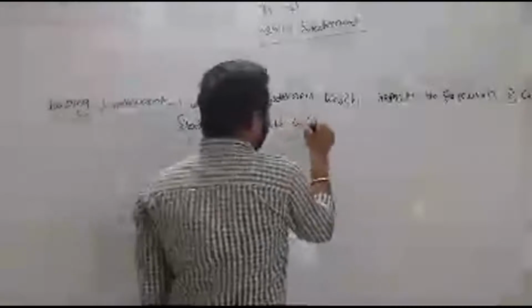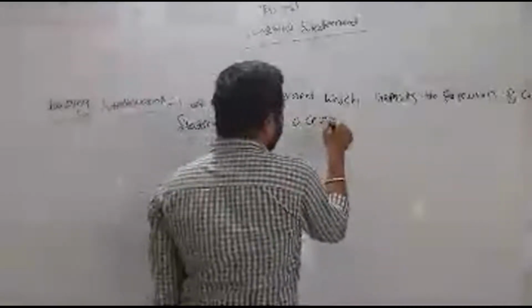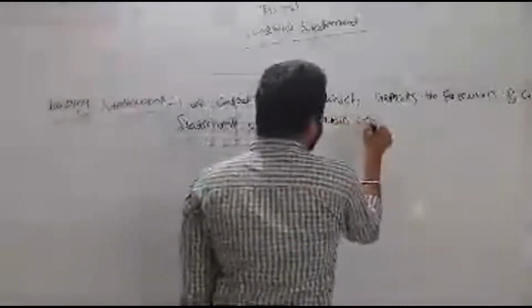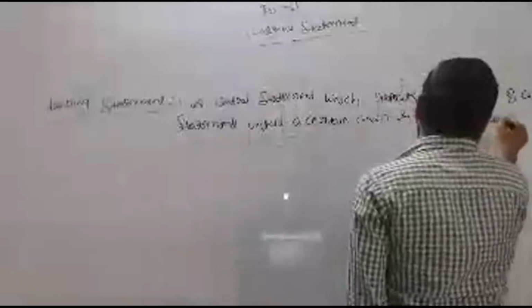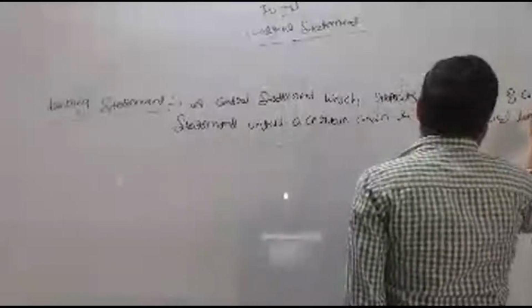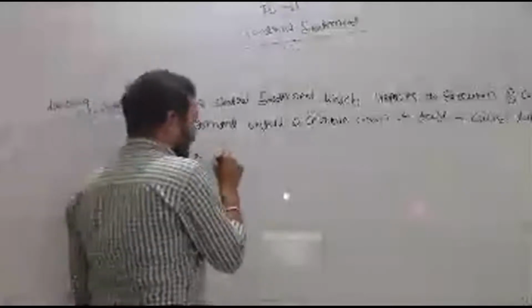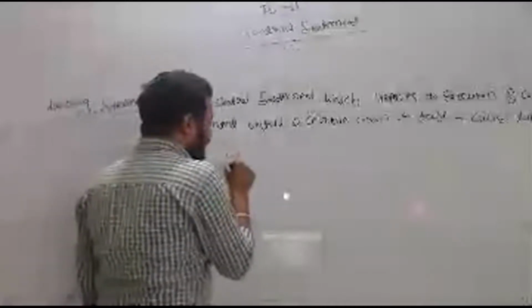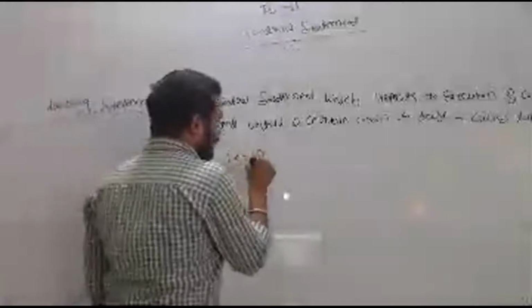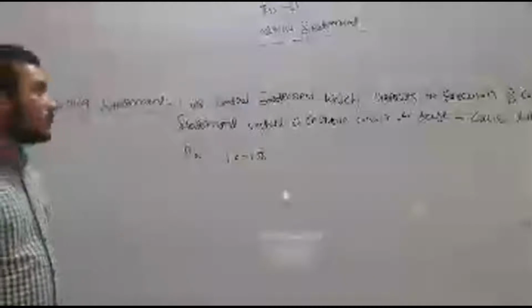Until a certain condition is false is called looping. Right? For example, if I take i less than or equal to 100.